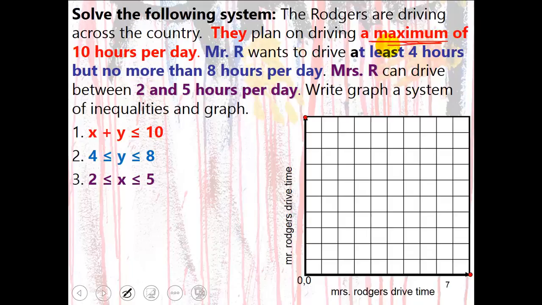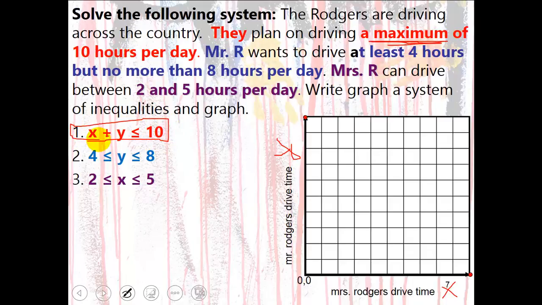All right, so if we let X be what Mrs. Rogers drives and Y be what Mr. Rogers drives, X plus Y has to be less than or equal to 10. Okay, that's how I interpreted that red statement and got this inequality.